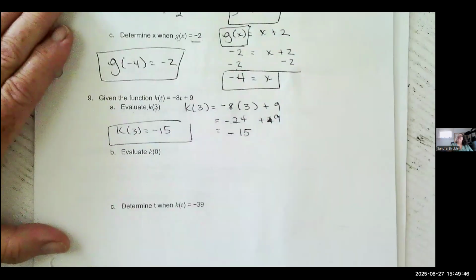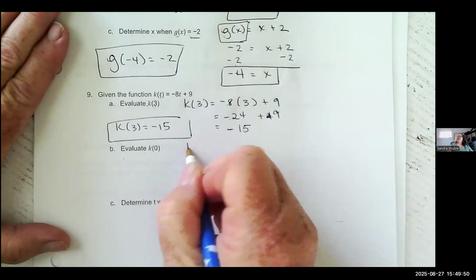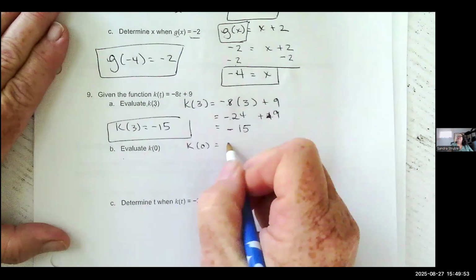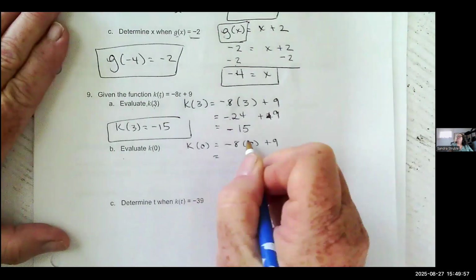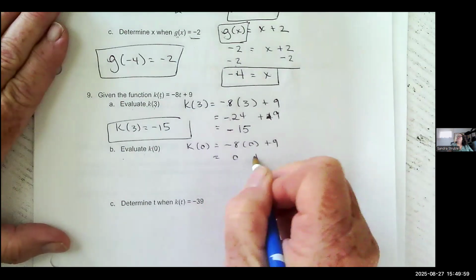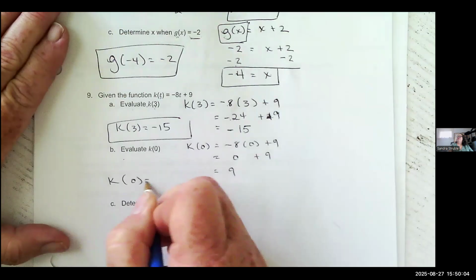All right, next one. Evaluate k of 0. So everywhere there's a t, I'm going to plug in 0. So k of 0 is equal to -8 times 0 plus 9. -8 times 0 is 0, plus 9 is 9. So k of 0 is 9.